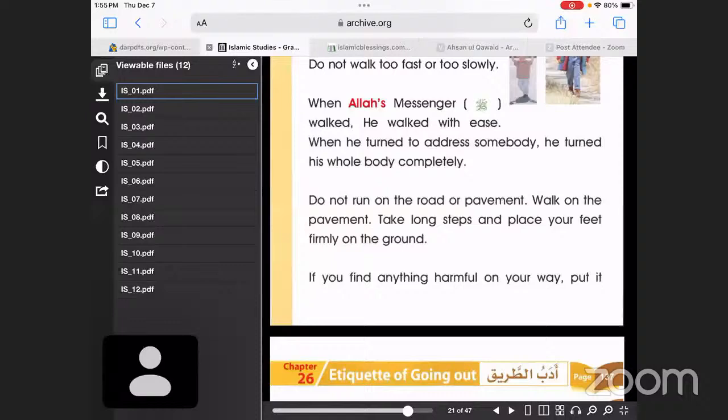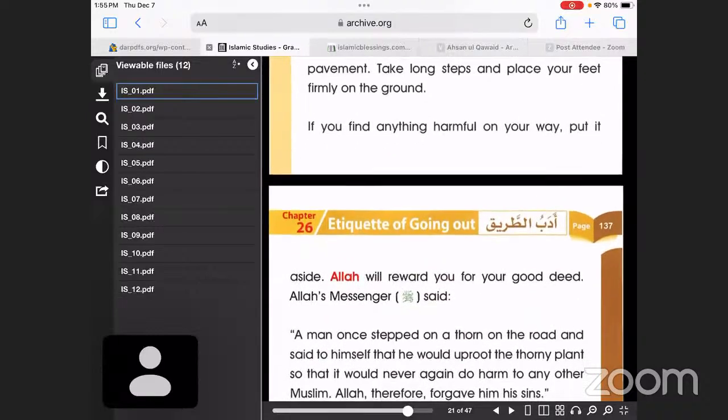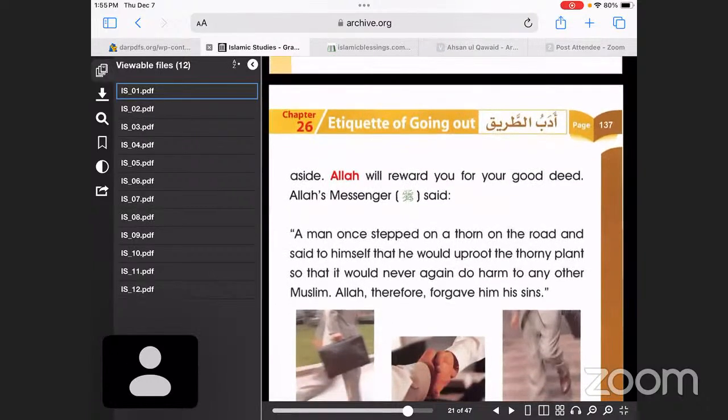Walk on the pavement, take long steps, and place your feet firmly on the ground. Don't step very hard, okay? We should walk firmly. And if we find something harmful, what should we do? We should put it aside, put it away so nobody will get hurt. If you do that, it's a sadaqah, and you will get the reward. Even your minor sins will be wiped away.